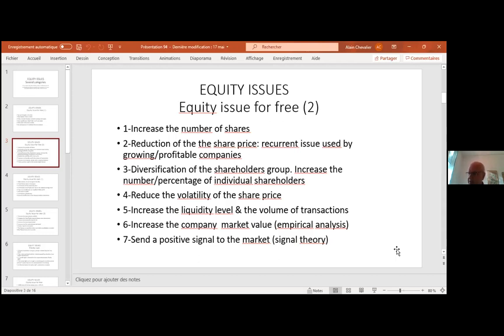We'll see in a few minutes, but when you do that regularly, I mean, if you are a growing firm accustomed to increasing the number of shares, you increase regularly the level of liquidity, you diversify more and more your shareholder group, and you see that even if these shares are issued for free, there is a positive impact on the value of a company.